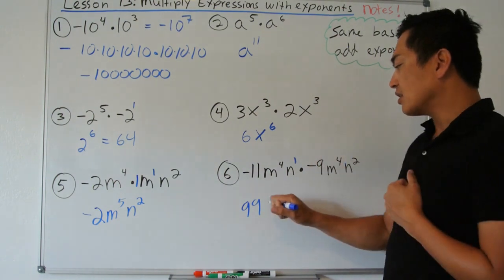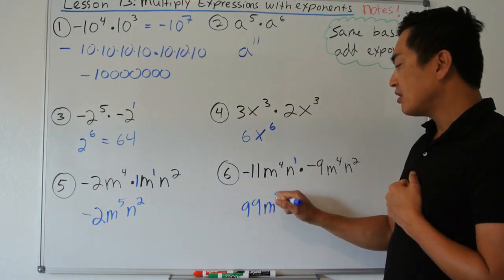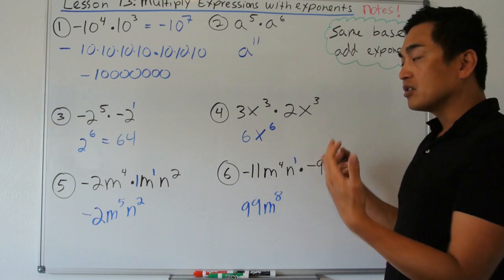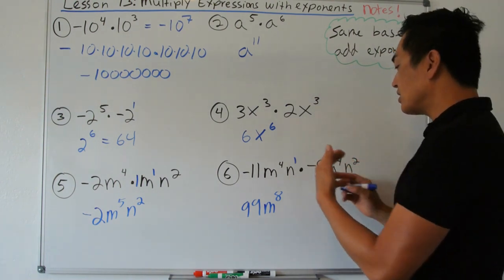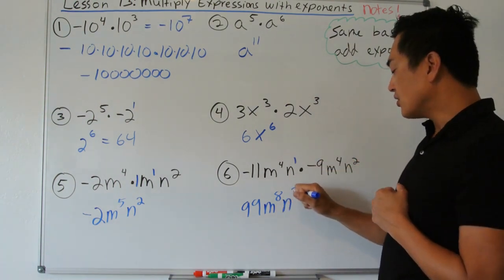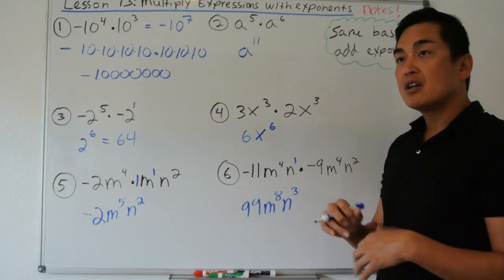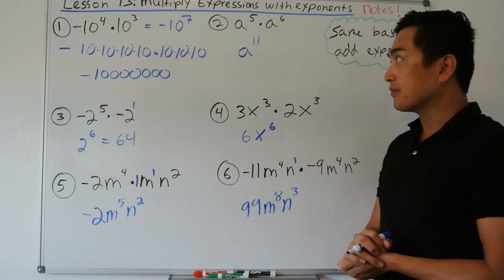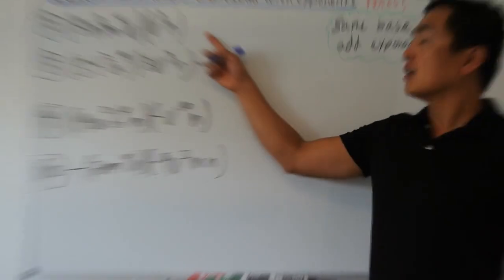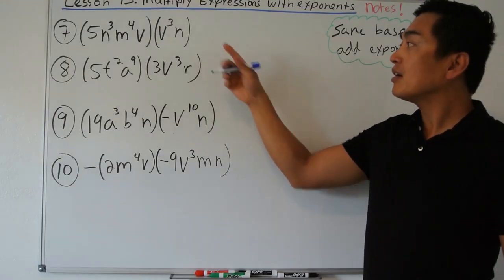So you add the exponent, you get m to the 8th power, and then n, you get to use the 1, add the exponent, you get n to the 3rd power. Alright, our notes will continue on to number 7. There's only 10 problems for your notes today. Alright, let's do number 7. Number 7 is right over here.